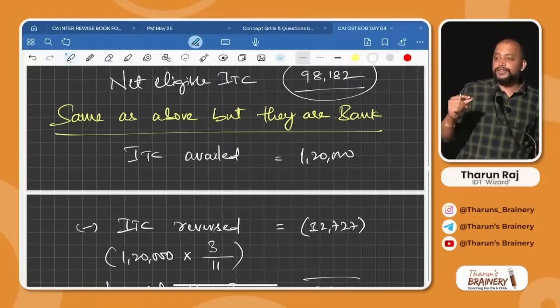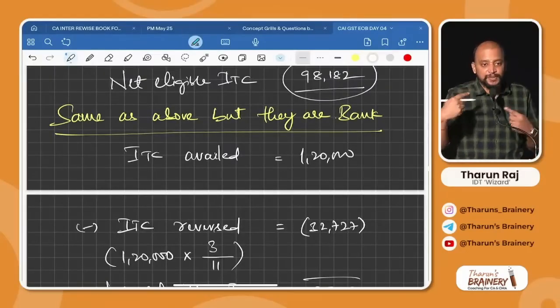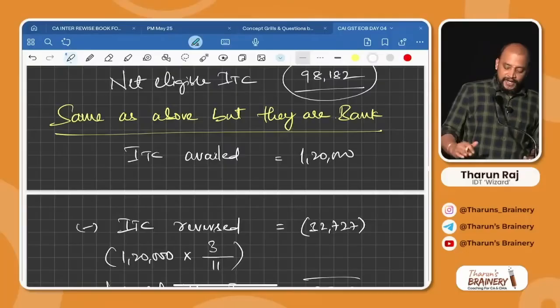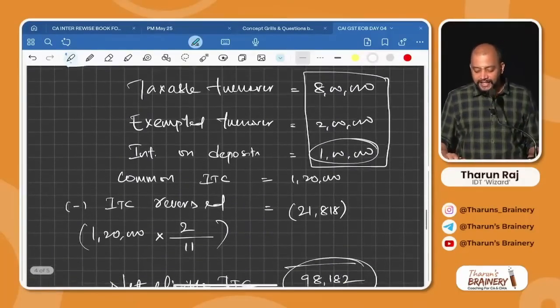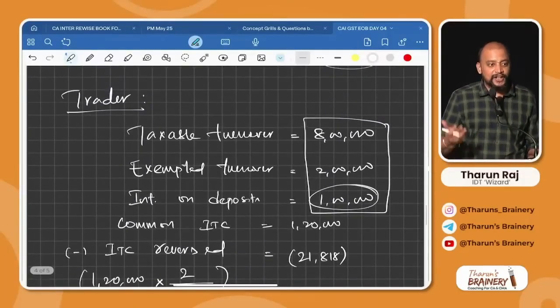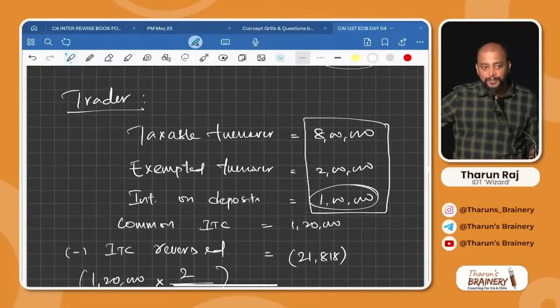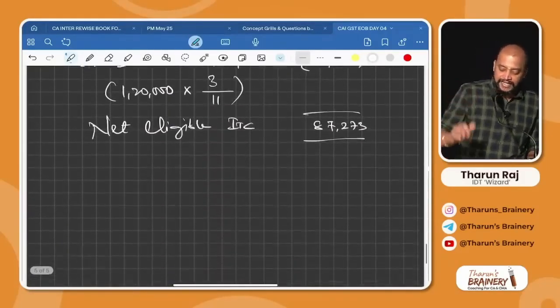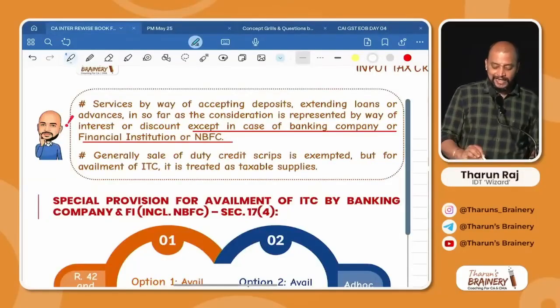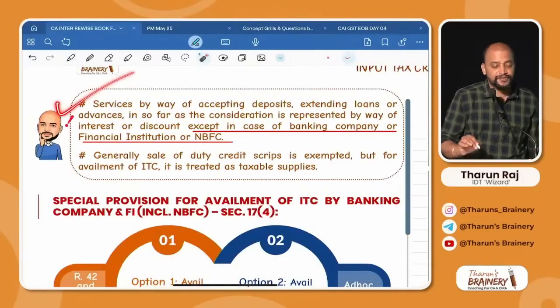See, I gave you this illustration to make you understand the difference in treatment. Definitely, for a bank the taxable turnover will not be 8 lakhs and all. For a bank the taxable turnover will be less, the interest income only will be more. But just for example we are trying to understand this. That is the meaning of this first point. You understood this first point?